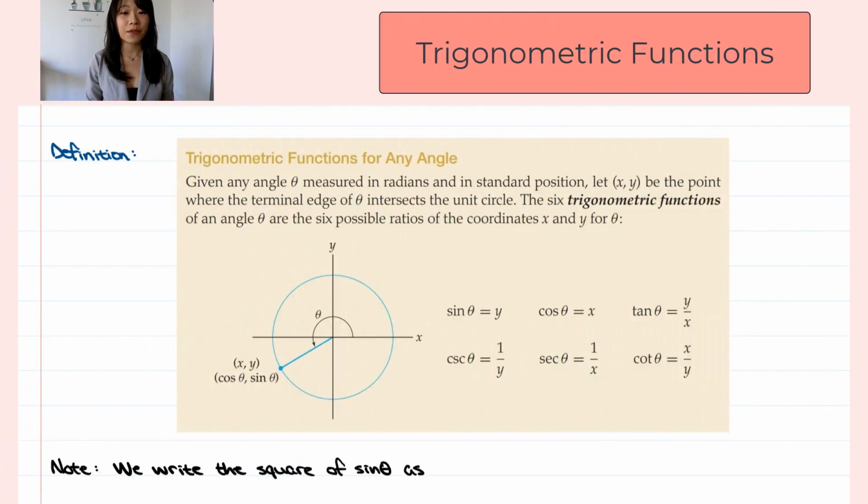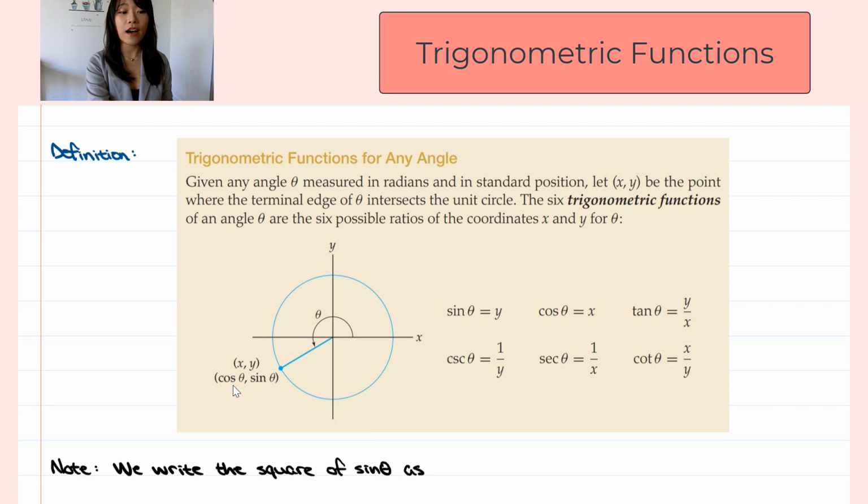So here's a summary of how we can use the coordinates on the unit circle to find the 6 trigonometric functions. As we just found, the y coordinate of the unit circle corresponds to sine theta, where theta is this angle here, from the initial edge to the terminal edge. And the x coordinate of this point corresponds to cosine theta.